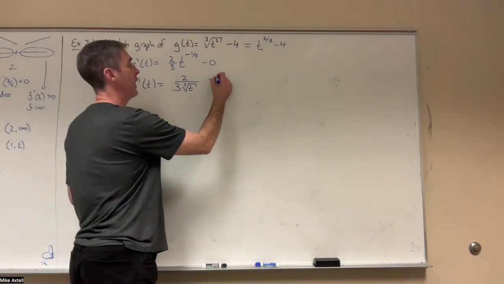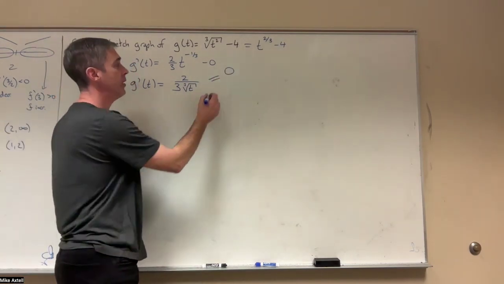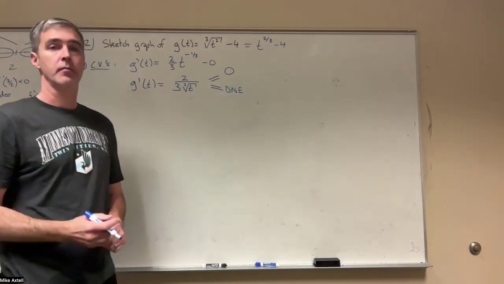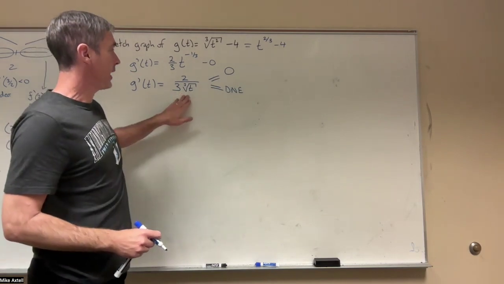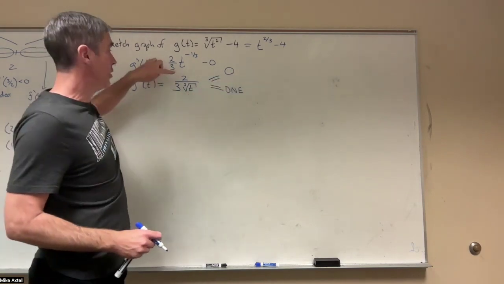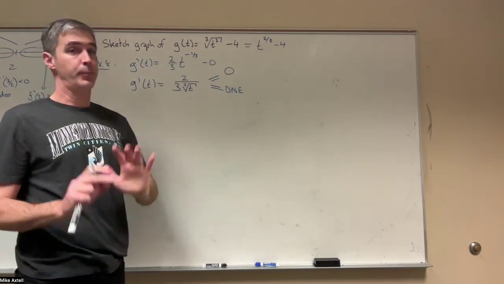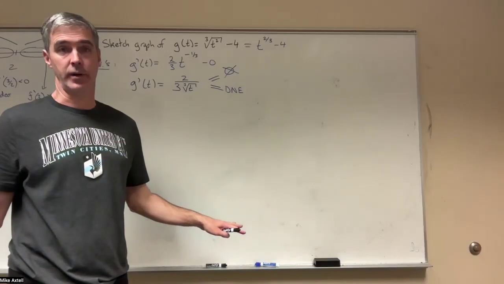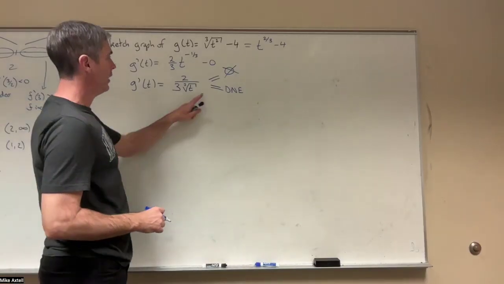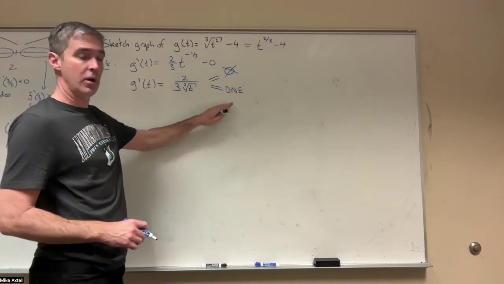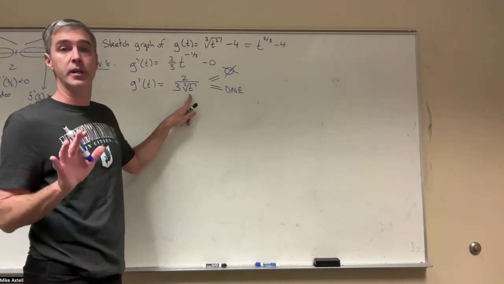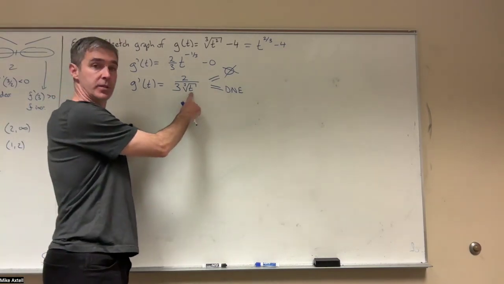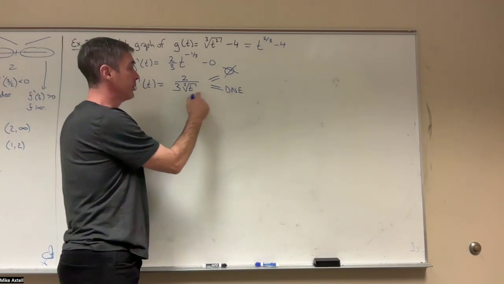Now, to find the critical values, I need to either set this thing equal to 0 or find where it does not exist, okay? All right, now the only way a fraction can equal 0 is when the numerator equals 0, but the numerator is always 2. So I don't think this derivative is ever equaling 0, okay? All right, well, could this fraction not exist? Well, sure, if the denominator equals 0, the fraction's undefined. And I think if I let t equal 0, that would create the denominator equaling 0.